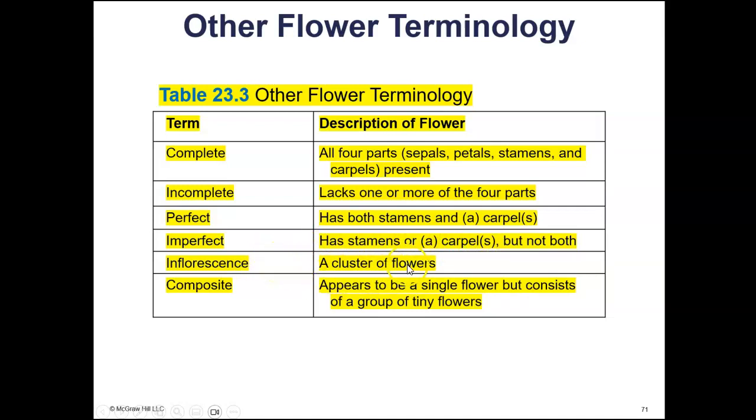Inflorescence means a cluster of flowers, and composite means that it appears to be a single flower, but it's actually a group of tiny flowers.